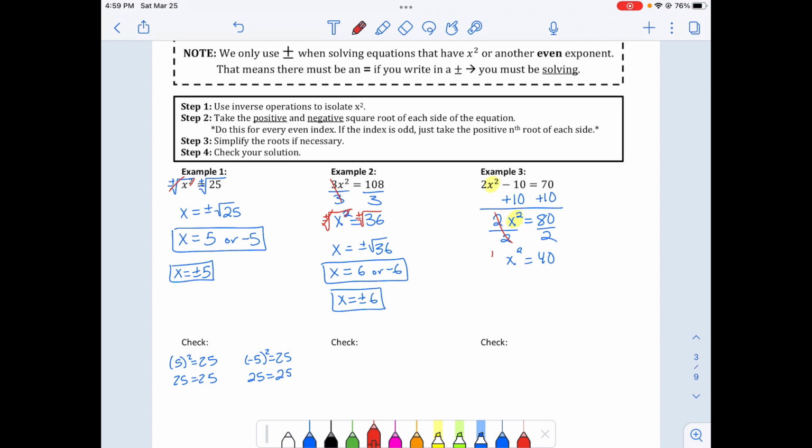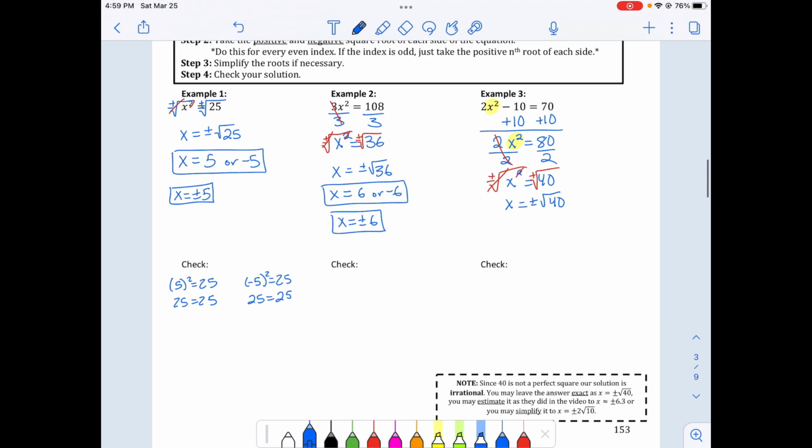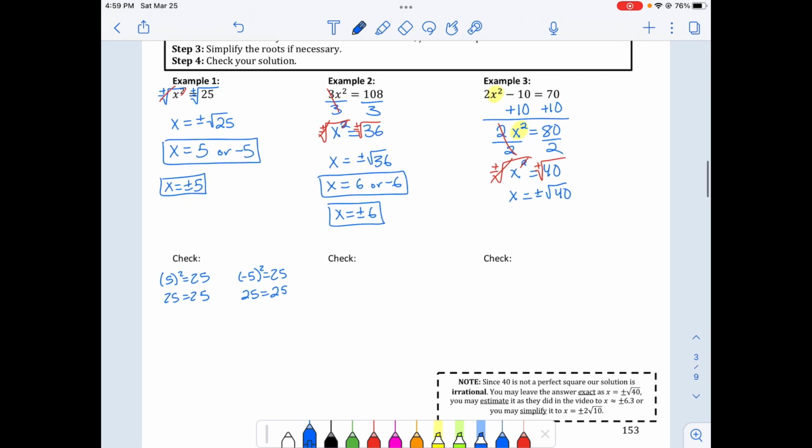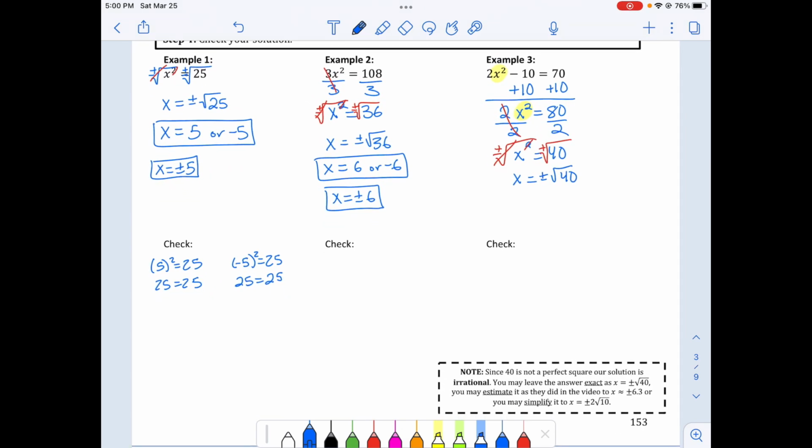Now is our new step. Before we had a 40, but now we actually need to undo the square on this. So we'll take the square root of both sides. We get x equals positive and negative square root of 40. Now 40, our radicand, is not a perfect square here. And so we will need to look to see if the directions say anything about how to either simplify or leave this exact or estimate. And there's a little note about this down here. So it may say to leave our answer exact. This would be an exact answer. When I plug that in to check it, it would work.